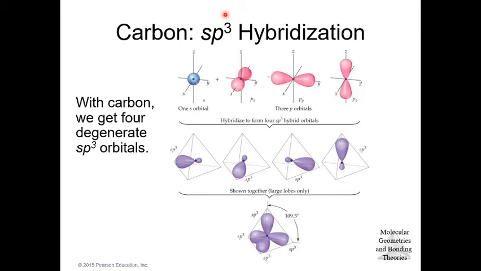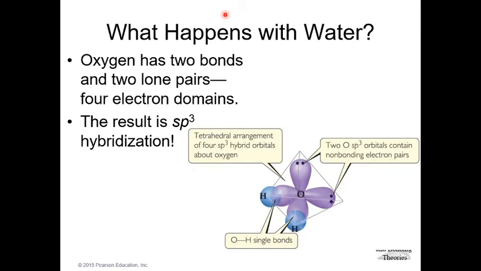Sorry, water. Let's take a look at water. Oxygen has 4 electron groups. So his hybridization is sp3. 2 of these sp3 orbitals are available for bonding. 2 sp3 orbitals contain lone pair electrons. Our electron group geometry is tetrahedral. My molecular geometry is bent or angular. Okay.